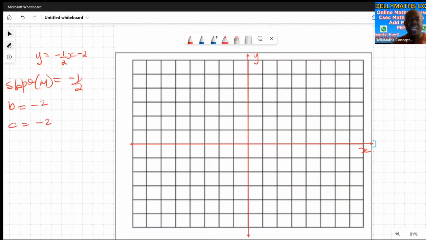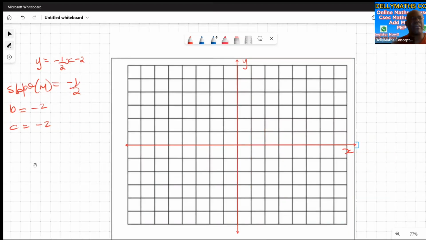And as I said to you, depending on where you are, if you're in England, if you're in the Caribbean, our intercept is a c, but if you're in America, the intercept we use is a b, but it does not matter. So here is the deal. It crosses the y-axis at negative 2. So let us put on our labels first. Here's 1. This crosses it at negative 2.